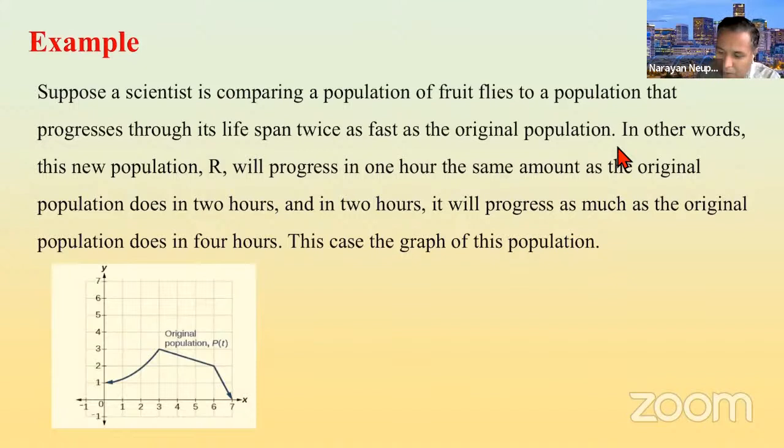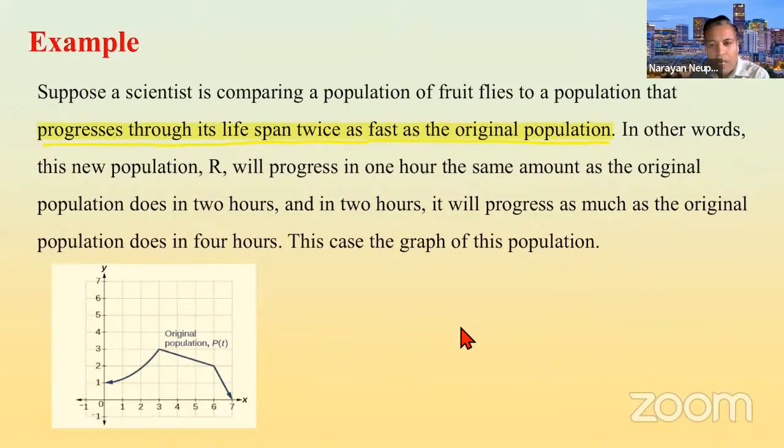So there is the key word there. I don't know whether you have noticed or not. The new population progresses through its lifespan twice as fast as the original population, that part over there. Right? There is a key there. The meaning of that is the growth rate is twice as fast.